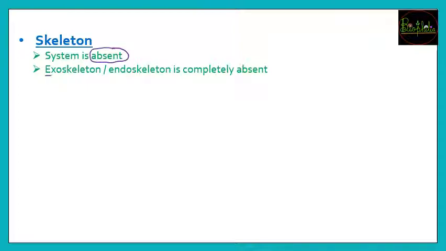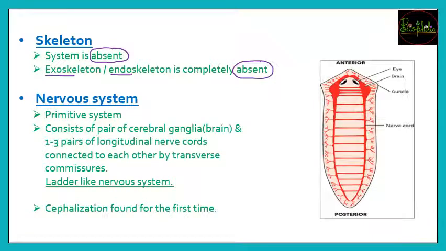Rather than endoskeleton or exoskeleton, there is anyway not going to be any presence. The entire word regarding skeleton is going to be absent in the flatworms. Moving with the next system, that is nervous system. The nervous system is going to be a primitive system.